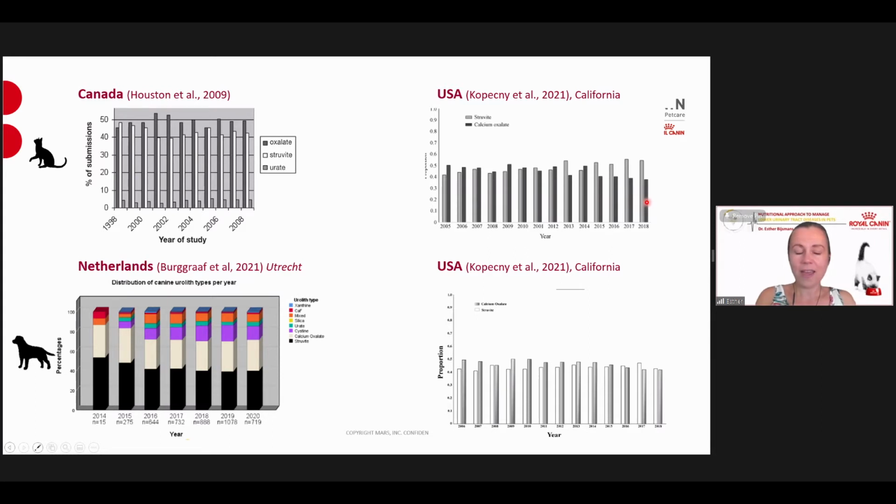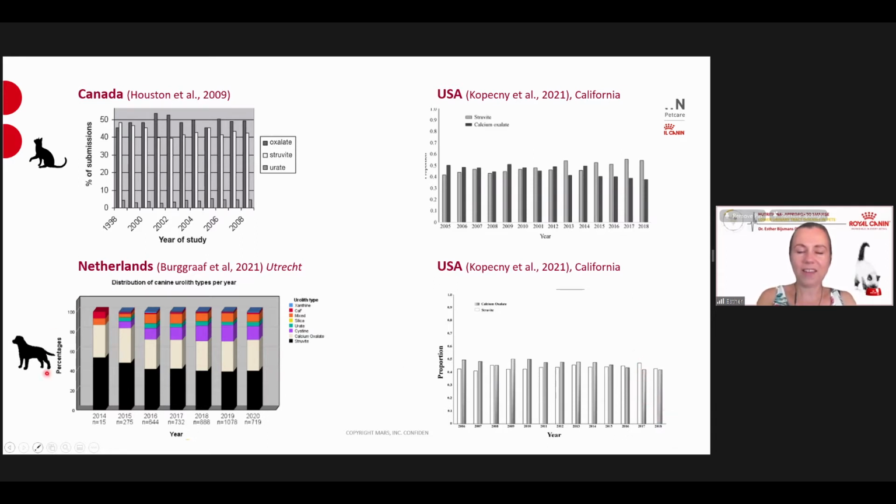cats. So in cats, it was struvite stones a lot in the 80s, calcium oxalate stones started to pick up in the millennium, and now struvite stones start to be taking the overhand again in cats. In dogs, this doesn't necessarily seem to be the case. So this is a graph over here that you can see for dogs. And in dogs, it seems to sort of be stabilizing around the 50-50 mark at this point in time.